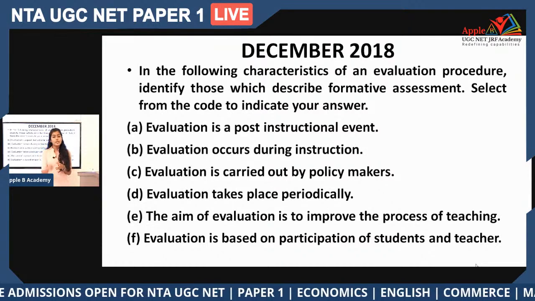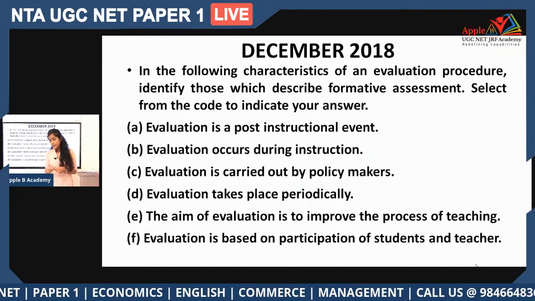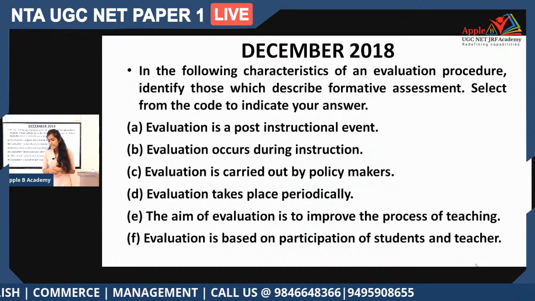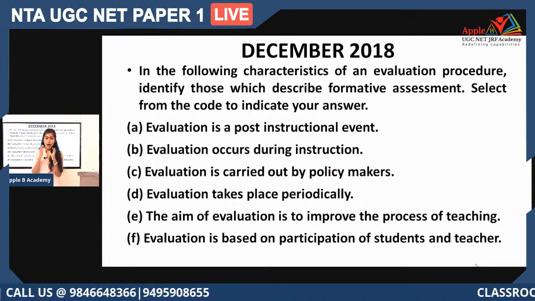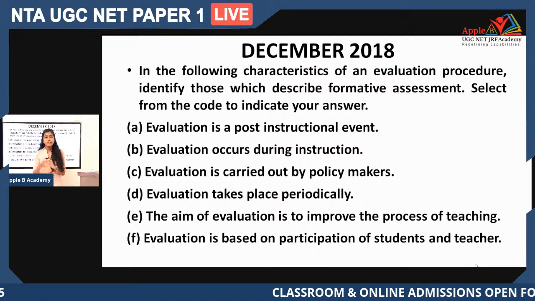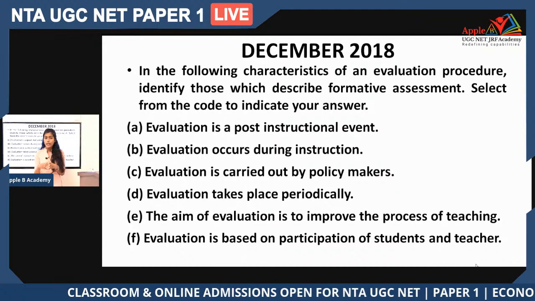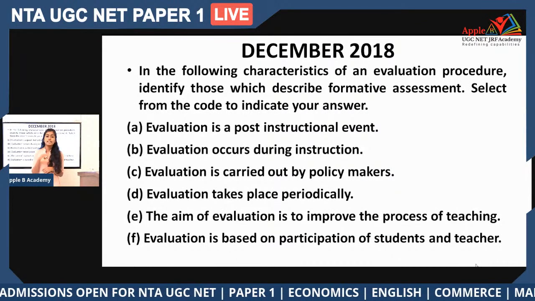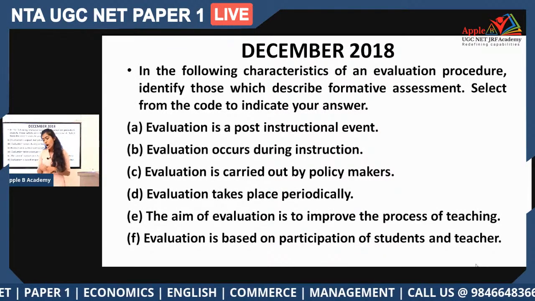So you can choose option E. The aim of evaluation is to improve the process of teaching. And finally, option F. Evaluation is based on participation of students and teachers. So in formative evaluation, you are focusing on the problems that can affect the teaching learning process. So that includes the involvement or the participation of both the teacher and the student. So in that case, you can select option F as well. Evaluation is based on participation of students and teachers.